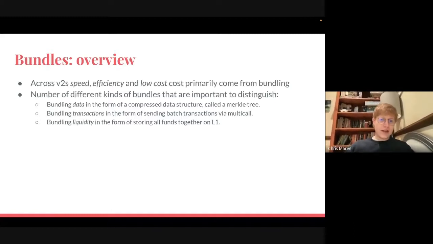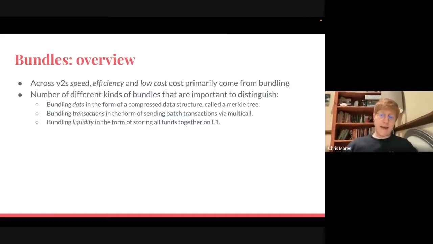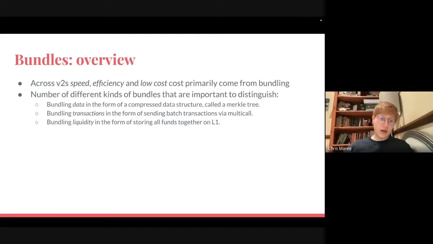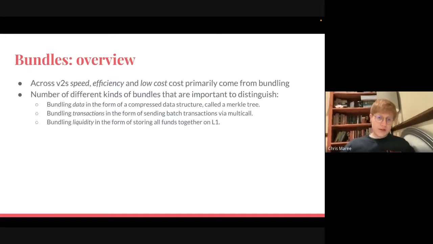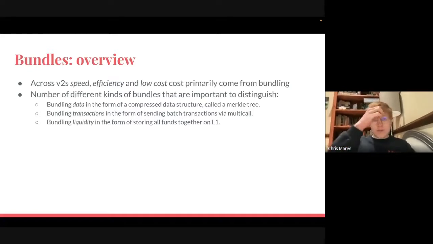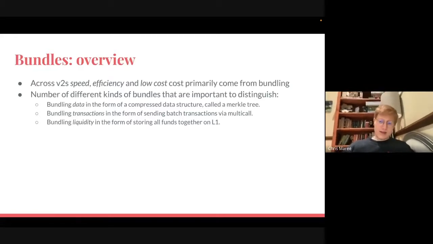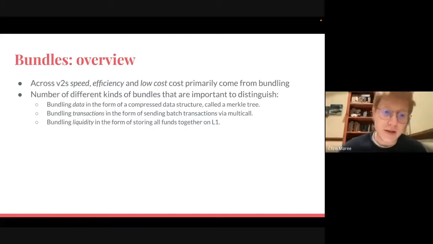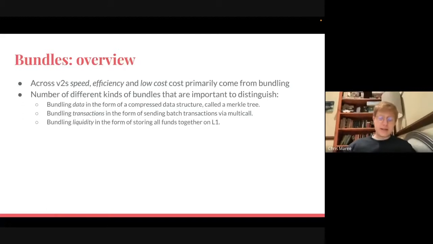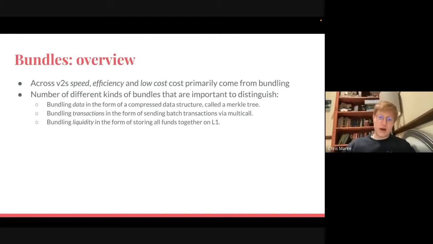We also do bundling in the form of sending batch transactions using multi-call. This is the same as in V1, where we can send multiple relays at the same time, but we do this even more aggressively in V2. And we also bundle liquidity in the form of putting all the liquidity in one place on layer one. So yeah, it's an overloaded term, but it is a good way to describe this. And we'll go into each of these now.